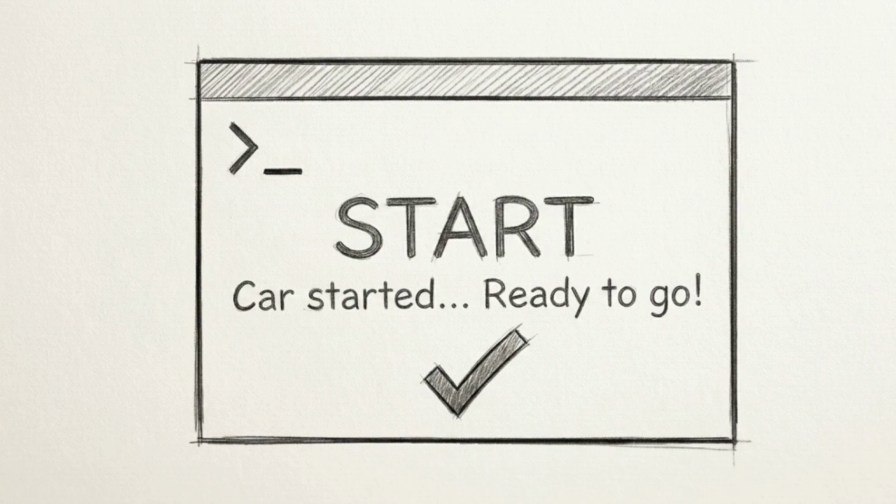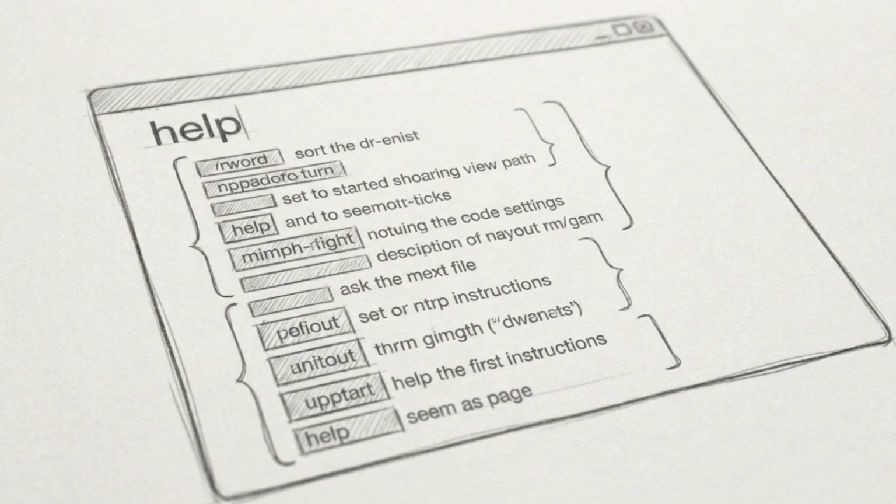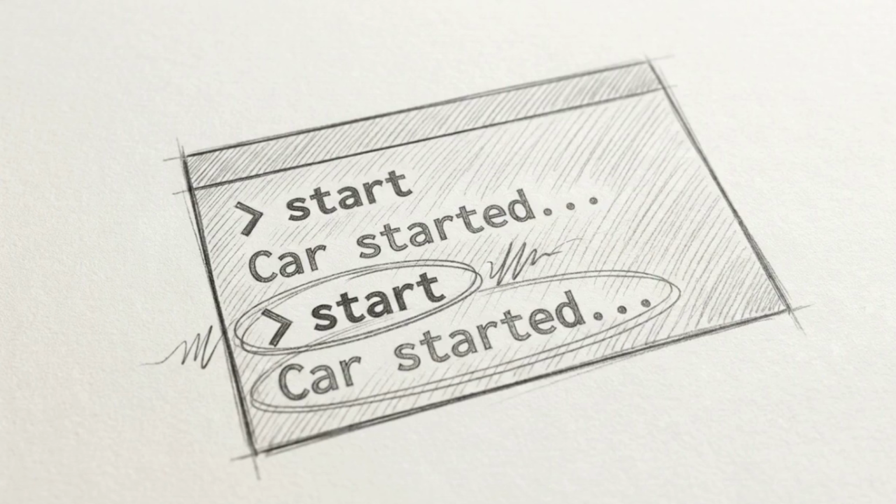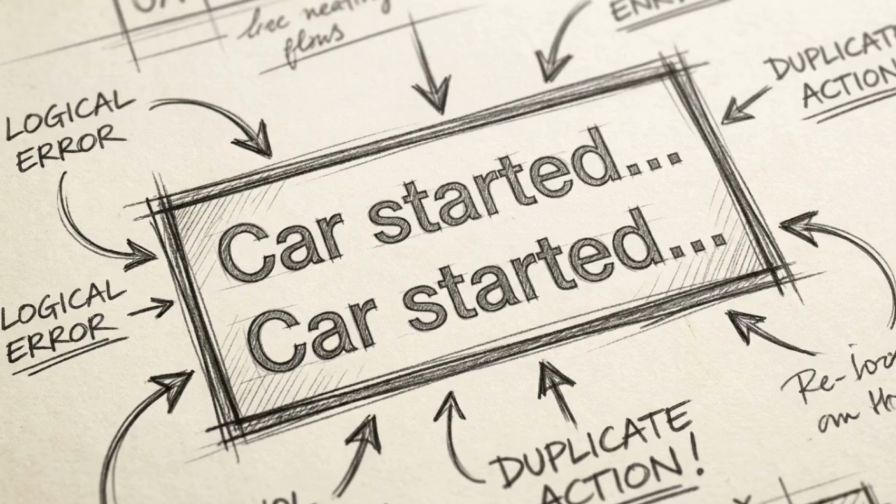Back in the terminal, typing an uppercase start now works perfectly, and calling help returns a clean, properly aligned menu of commands. Preemptively sanitizing user data ensures that a program remains functional regardless of how the end user formats their input. There is still one logic flaw. I can type start, get the confirmation message, and then type start again. The program blindly tells me the car has started twice in a row.